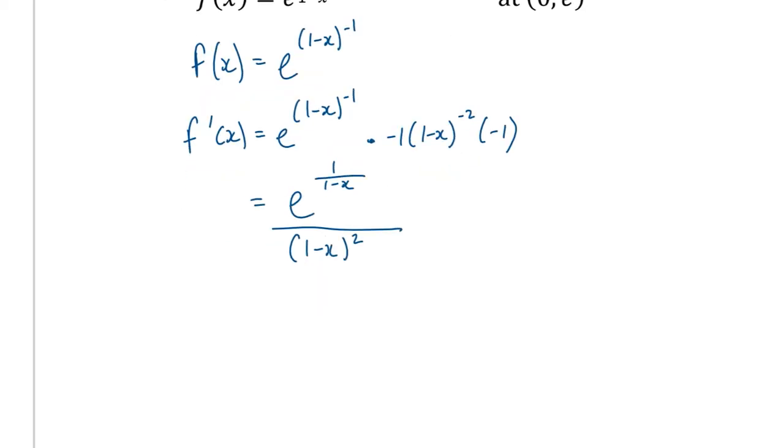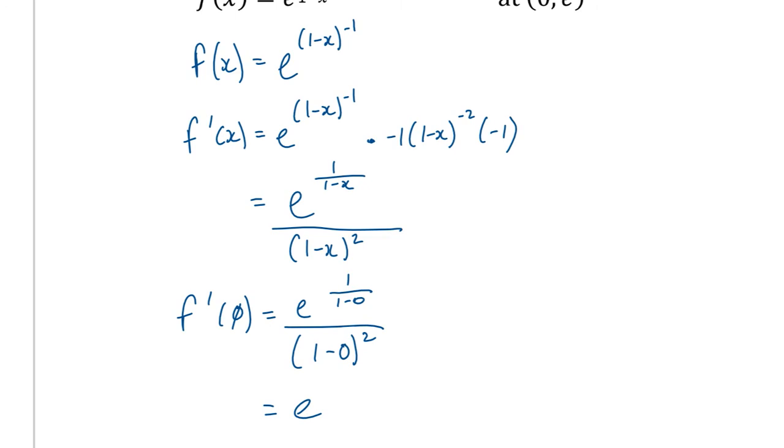And I want to find that at 0. So that becomes e to the 1 over 1 minus 0 over 1 minus 0 squared. Okay, and that is e to the 1 over 1. 1 minus 0 is 1. So e to the 1 over 1 is e over 1 minus 0 is 1. 1 squared is 1, so e over 1, which is e. If you need to do that a little bit more slowly and evaluate some of those things, go for it. Trust me, that is what it works out to. It works out to e.